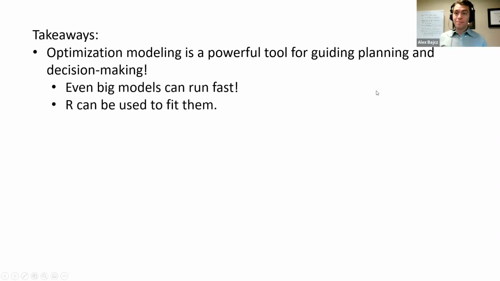Secondly, R can be used to fit them. So optimization modeling sometimes does, or has in the past, I should say, required proprietary software that costs a lot to buy and keep. R, meanwhile, is free. So while R does have its limitations over those other software platforms, it's also free. So a lot of people, you could download it today and be running these models if you wanted to without spending any money.